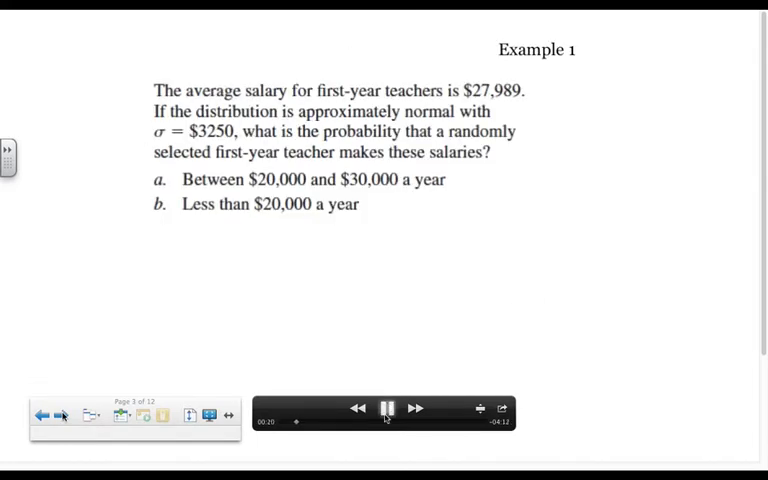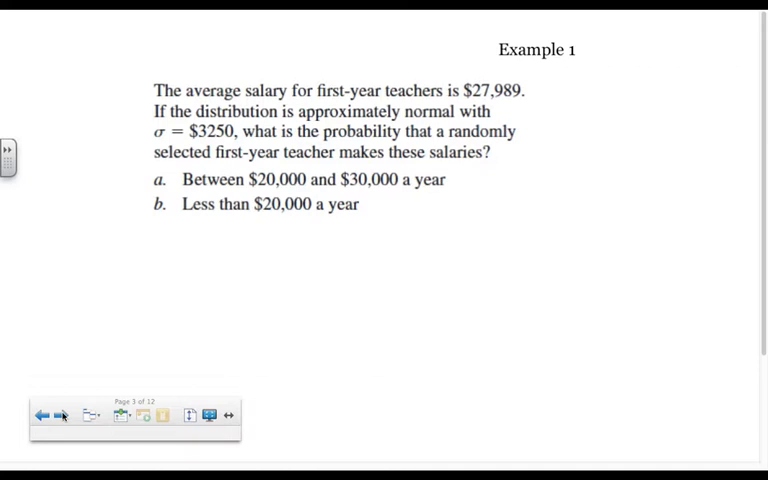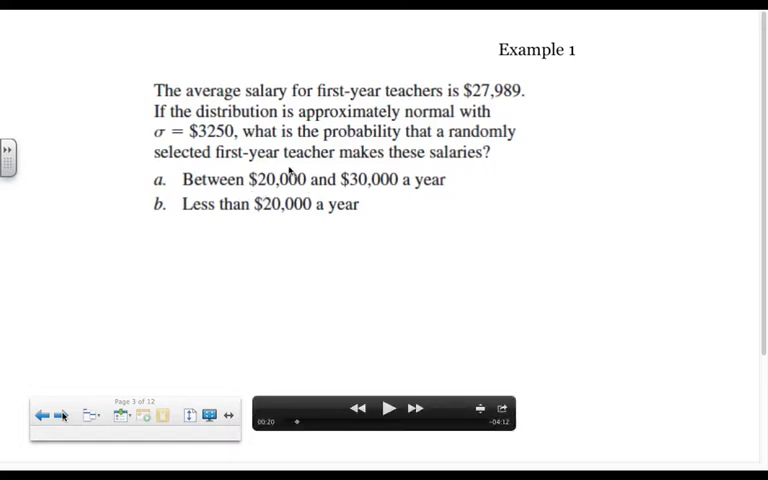So here's an example. It says the average salary for first-year teachers is $27,989. If the distribution is approximately normal with a standard deviation of 3250, what is the probability that a randomly selected first-year teacher makes these salaries? So what we're going to do is turn these two numbers into z-scores so that we can use the charts we used before. And I don't actually have the chart on the video. I just assume that you have it with you or that you can see it. So let's look at what we do.